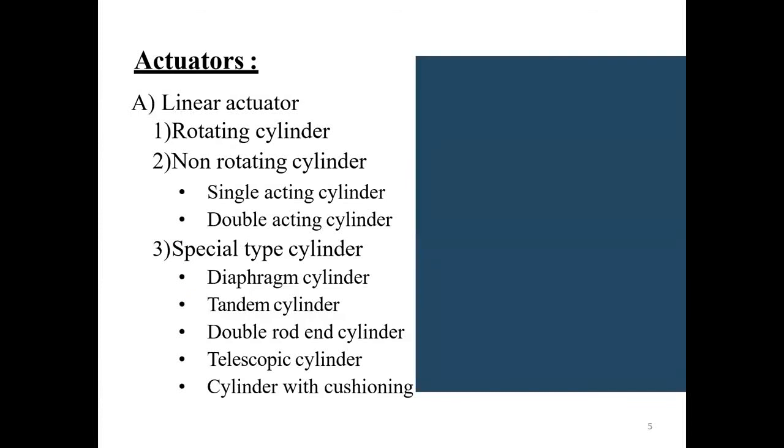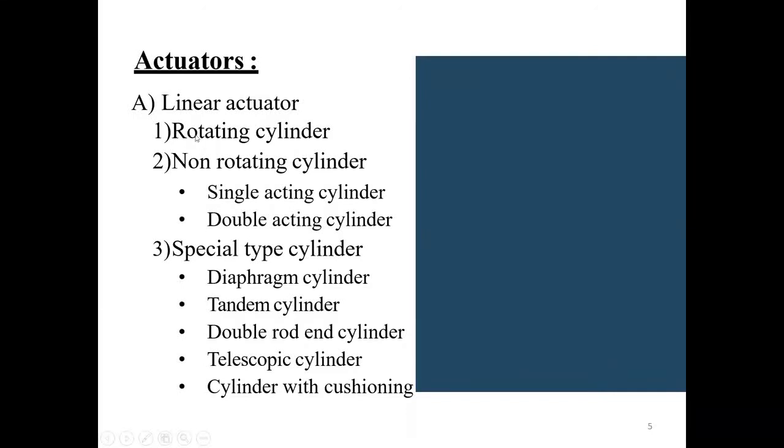So here we are going to see the types of actuators. There are two types of actuator. First one is linear and another one is rotary. Here on your screen you can see the types of linear actuators. Linear actuators again have three types. First one is the rotating cylinder, second one is the non-rotating cylinder, and third one is the special type cylinder.